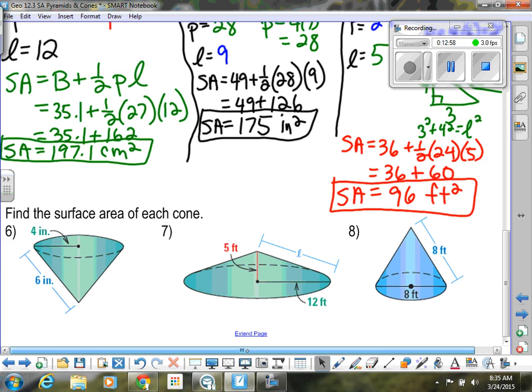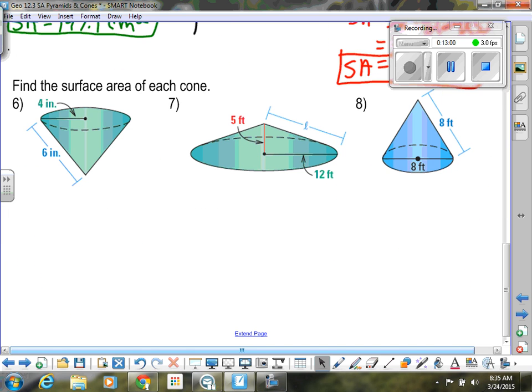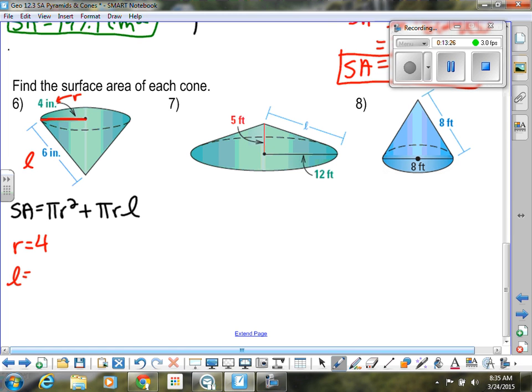We're going to use that formula that we came up with. Remember that surface area of a cone is pi r squared plus pi r L. So each time I'm doing this, I don't need B, P, and L. I need just R and L. Remember, R is your radius. So in this first example, it gave me R. That's 4 inches. So this is my radius. And then it also gave me my slant height, my 6. So I just have to plug that in for my surface area.